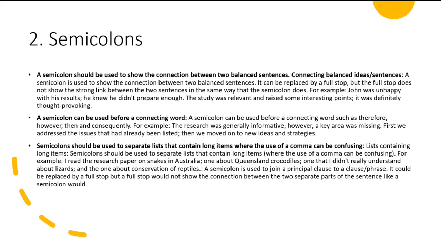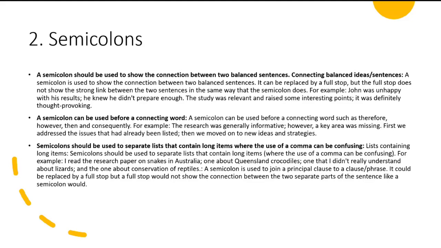Then the last one: just like the comma, for listing, you can also use the semicolon to list. The difference is you mostly use the semicolon to list independent phrases or longer phrases, right? Even if they're not independent, but they're long and difficult to understand, then you can use the semicolon.